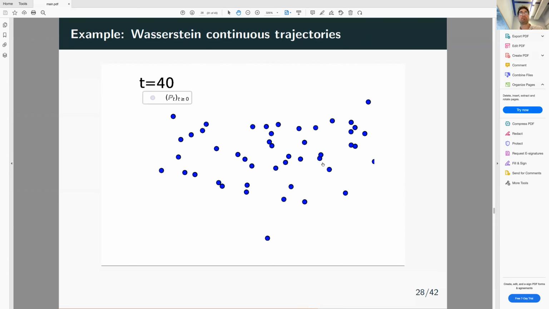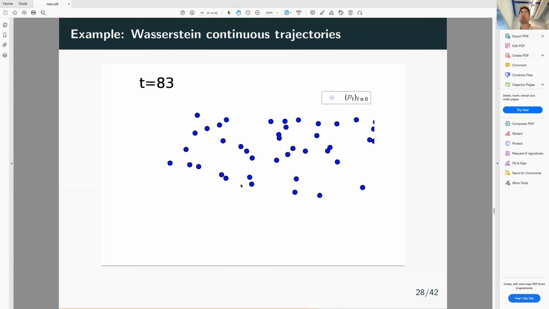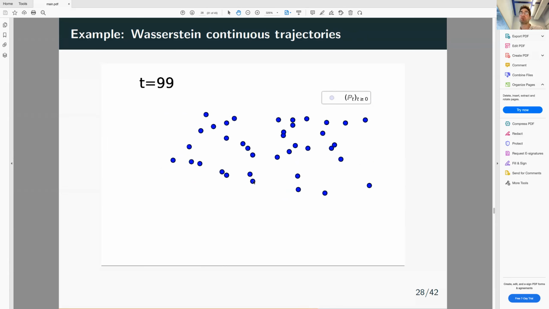Here, however, is an empirical probability distribution that is continuous in the sense that all the points are moved by the velocity field. At no point do you have a point that is previously created or previously destroyed. All these points keep the same mass. And so because of that, the trajectory that you just saw is a trajectory of discrete probability distributions, essentially point clouds that move over time in a Wasserstein continuous manner.